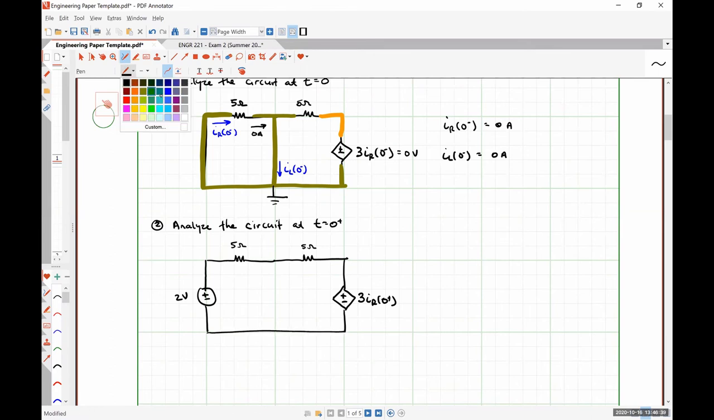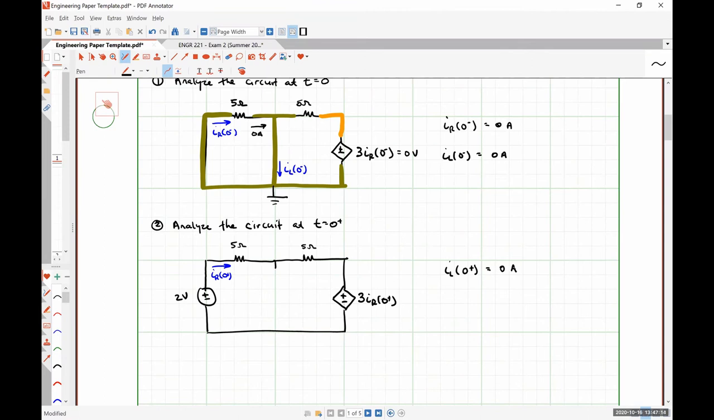All righty. So first things first, here's IR at 0 plus. What are we going to do with our inductor? What do we know about it? Right, the current flowing through the inductor at 0 plus is what, Mr. Ekachukwu? 0 amps.